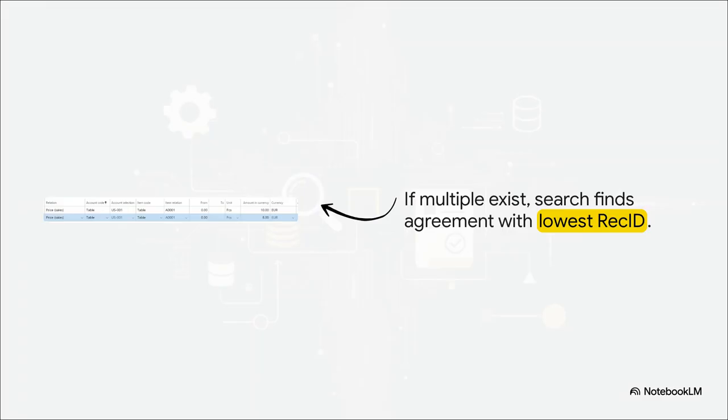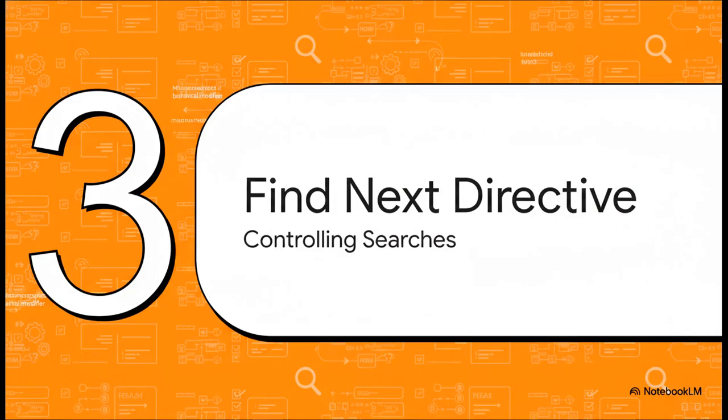But what about a total edge case? What if you have two absolutely identical valid trade agreements for the exact same customer and item, and both have Find Next cleared? How does the system possibly break the tie? Well, it looks at the back-end database. The engine uses the lowest Rec ID value in the price disc table to crown the winner. Pretty cool, right?